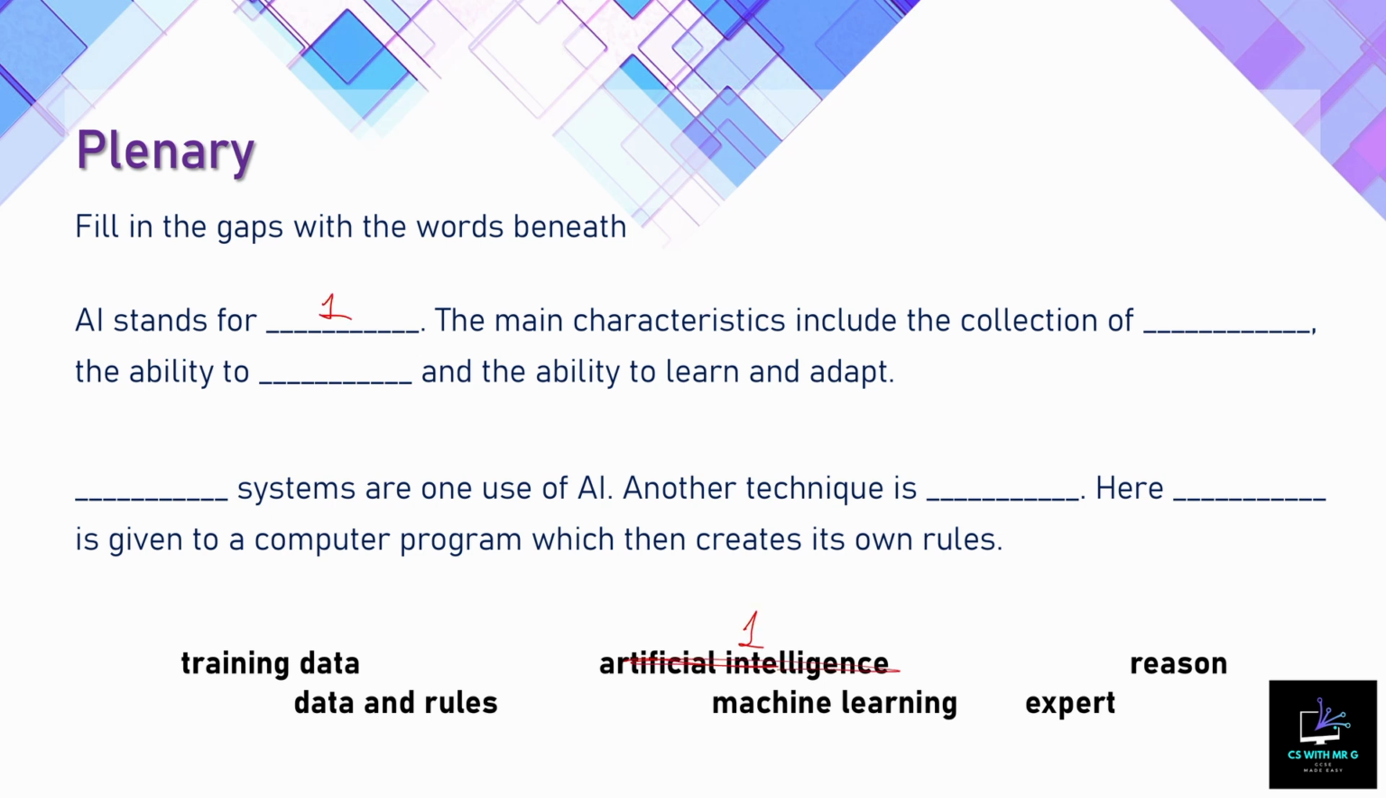The main characteristics include the collection of data and rules, the ability to reason, and the ability to learn and adapt. Expert systems are one use of AI. Another technique is machine learning. Here, training data is given to a computer, which then creates its own rules. So the example of the cat, we would give it loads of images of a cat and tell it if it was right or wrong. And this is what we would consider training data. And that concludes our lesson.